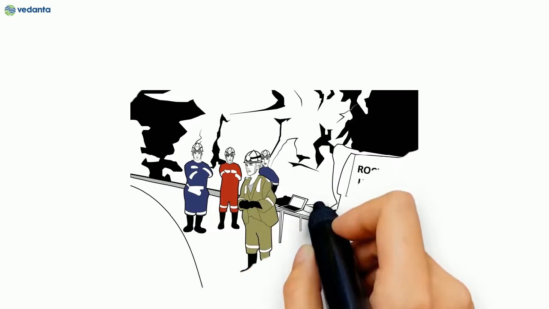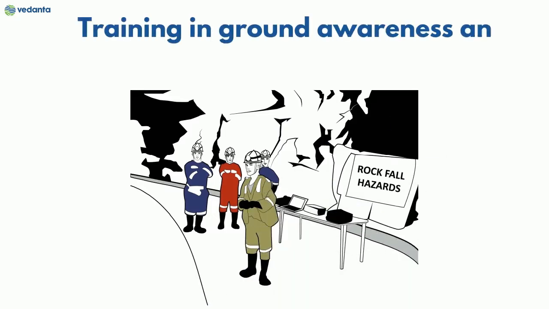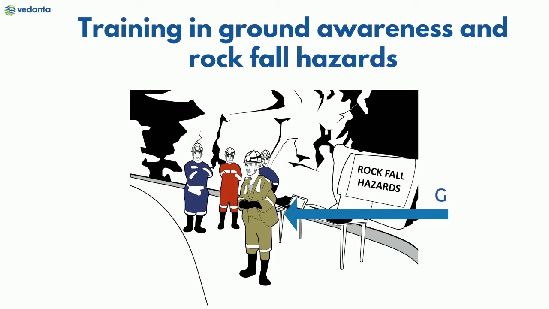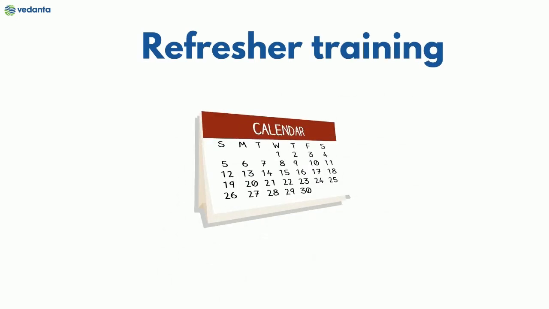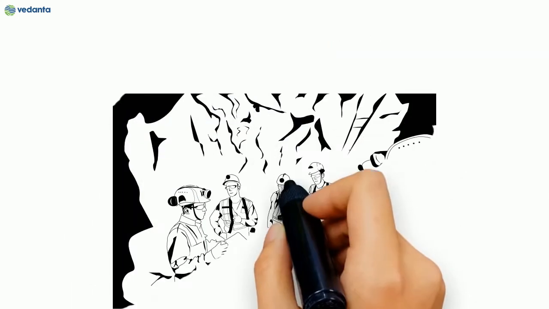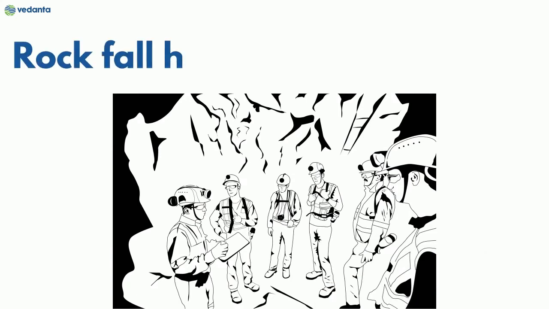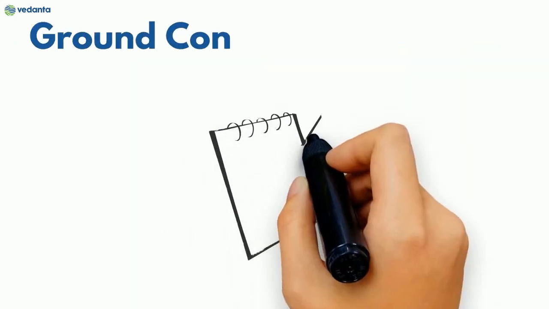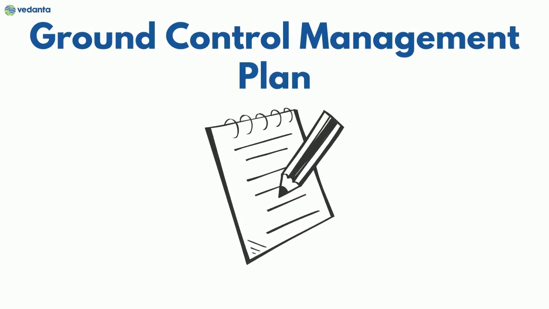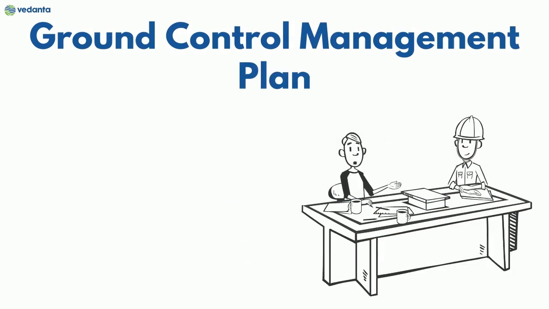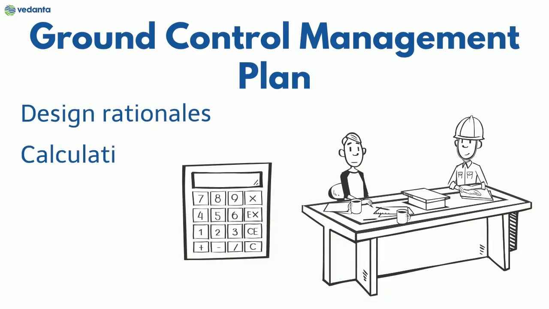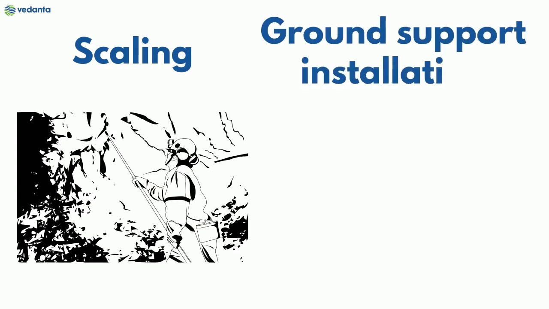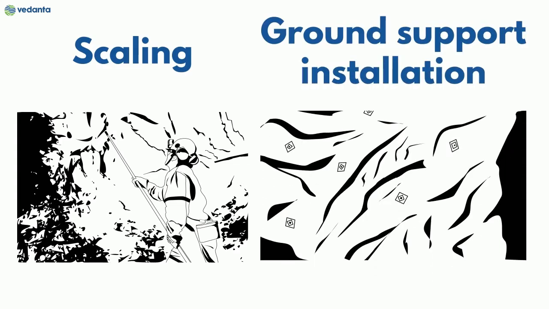All employees and contractors must undergo training in ground awareness and rockfall hazards approved by geotechnical engineers and delivered by personnel experienced in the practical management of fall of ground hazards. Refresher training must be implemented on a regular basis. Supervisors must undergo specific training to become competent in rockfall hazard and mitigation. The ground control management plan is developed by qualified geotechnical engineers who are also in charge of design rationales, calculations, and support system. Scaling and ground support installation must be done by trained, competent, and authorized persons.